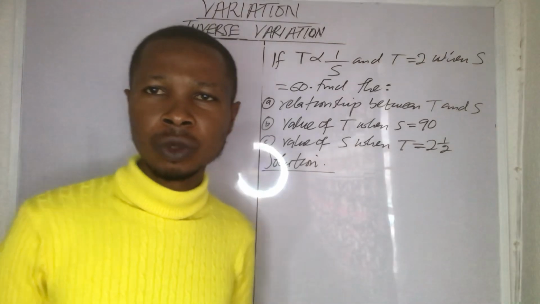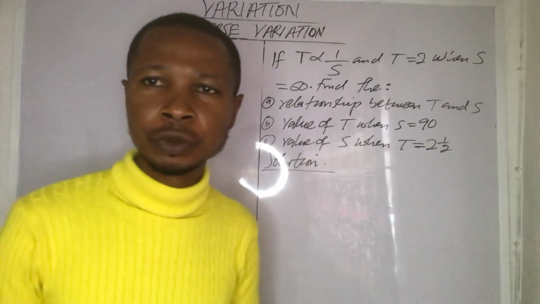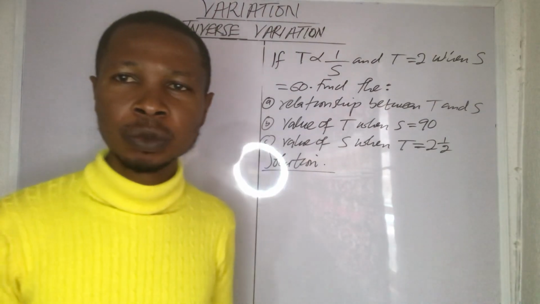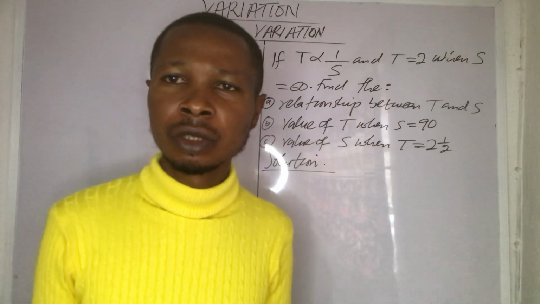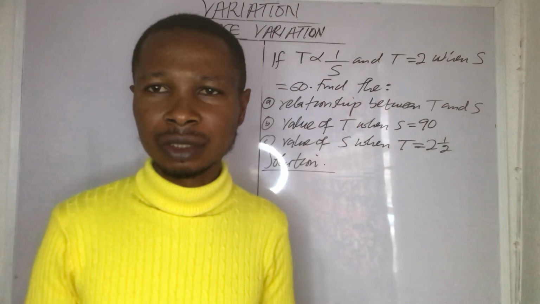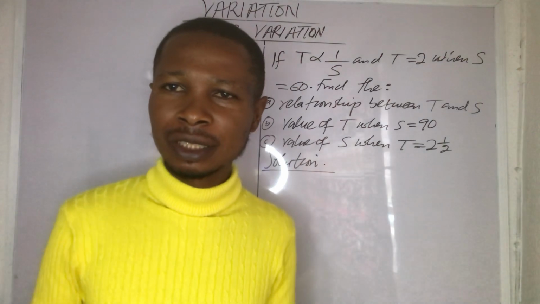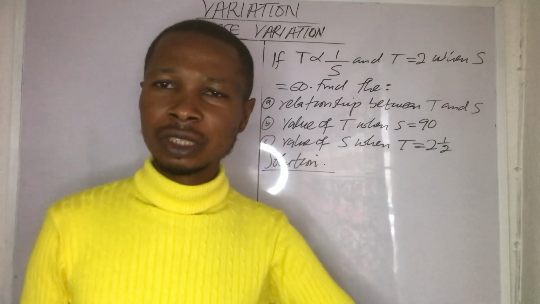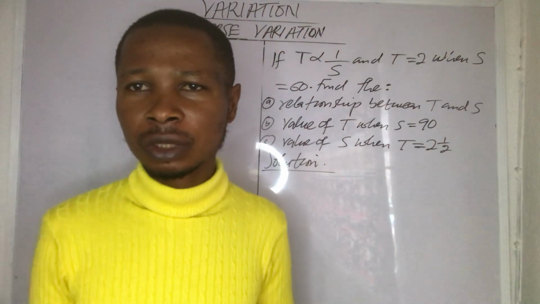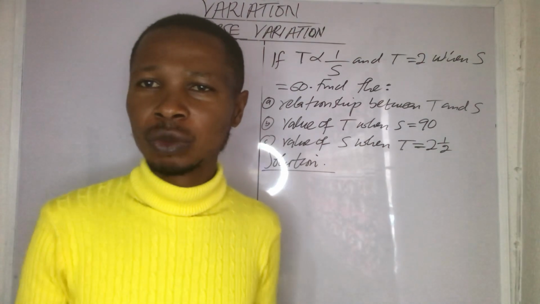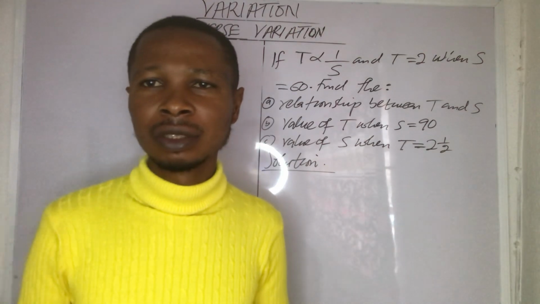In this class, we are looking at inverse variation. Inverse variation is the opposite of direct variation. What is inverse variation? It's a relationship between two quantities, such that as one is increasing, the other one is decreasing. If one of the quantities increases, the other one will reduce. If one of the quantities reduces, the other one will increase.